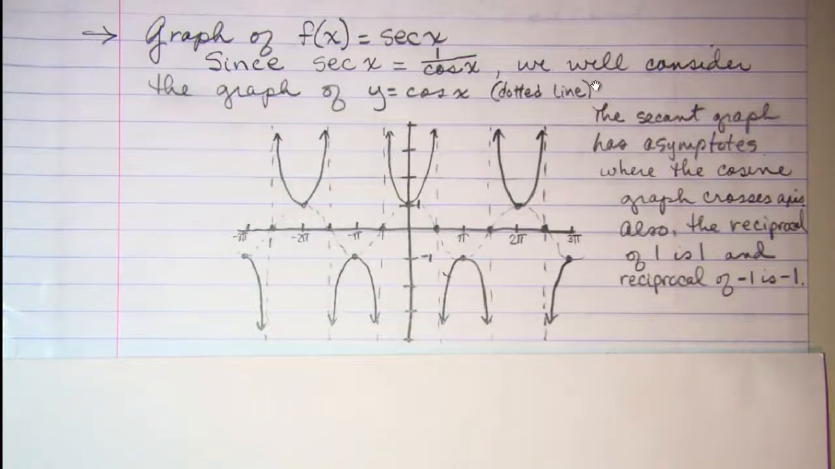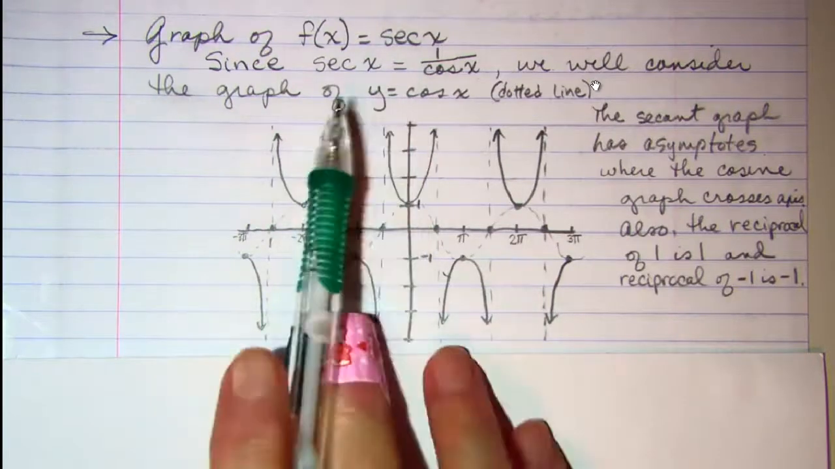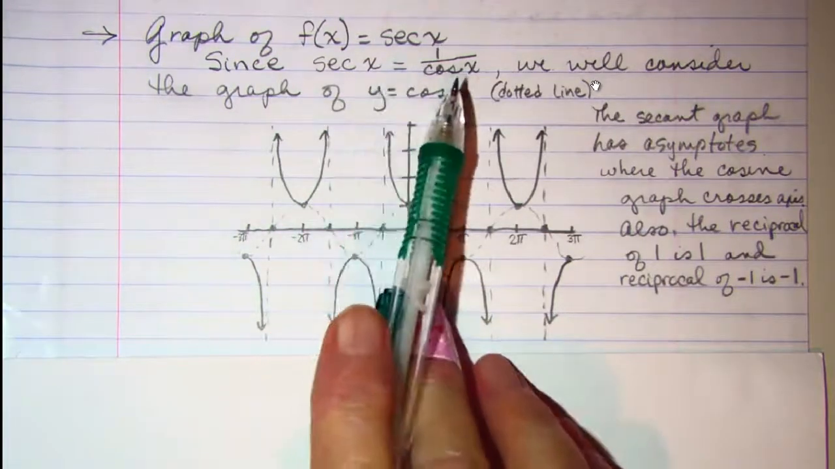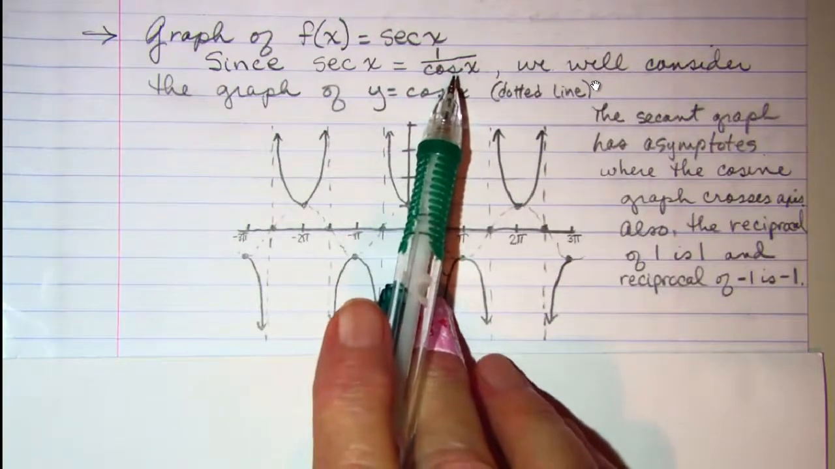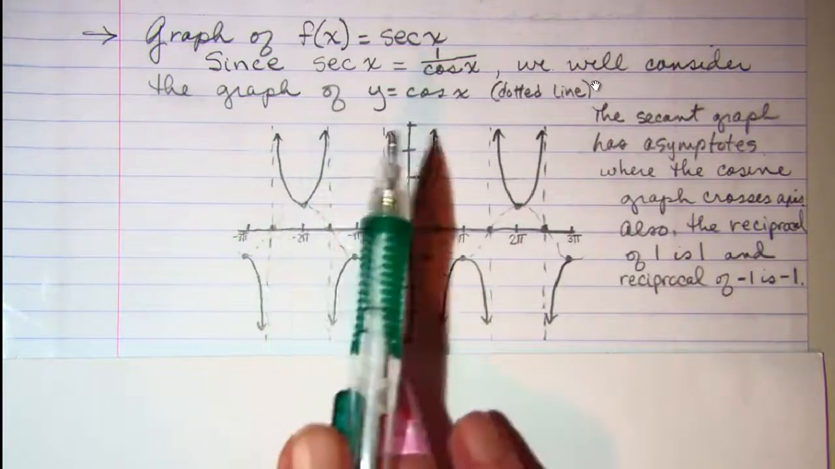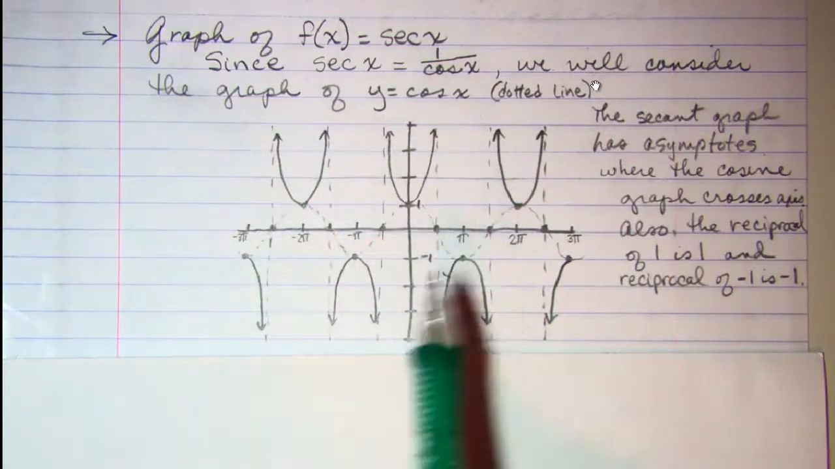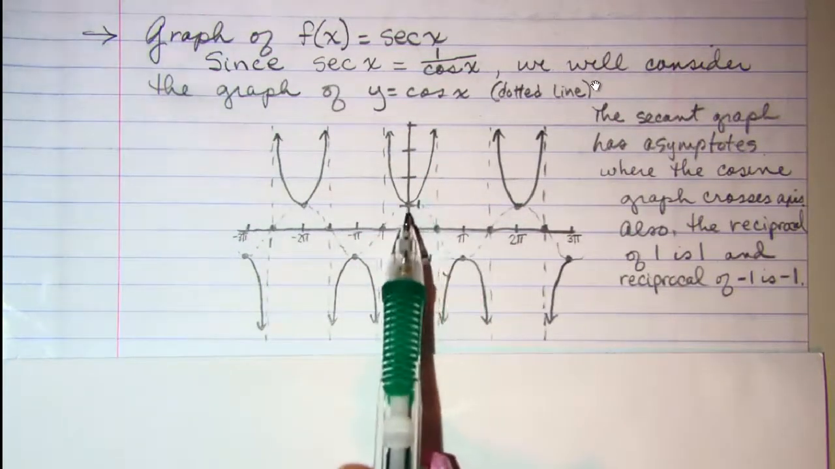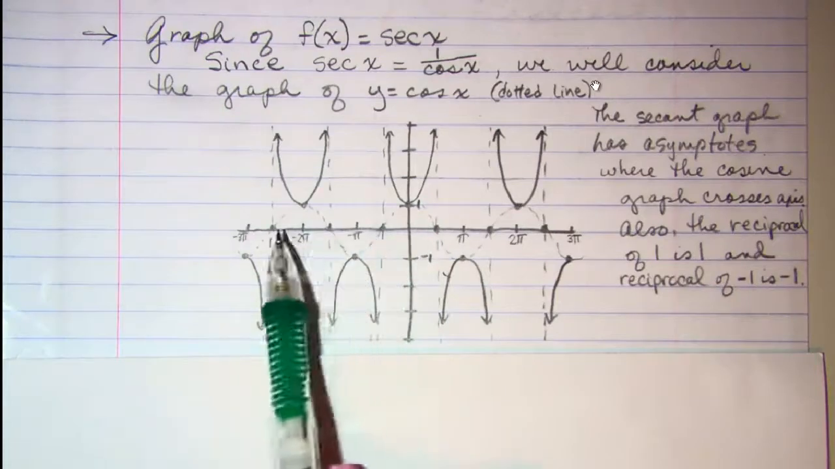In this video, we'll be talking about the graph of y equals secant x. Now we know that secant x is the reciprocal of cosine x. So to get our graph, we'll consider the graph of y equals cosine x. Our cosine curve is shown here with the dotted line.